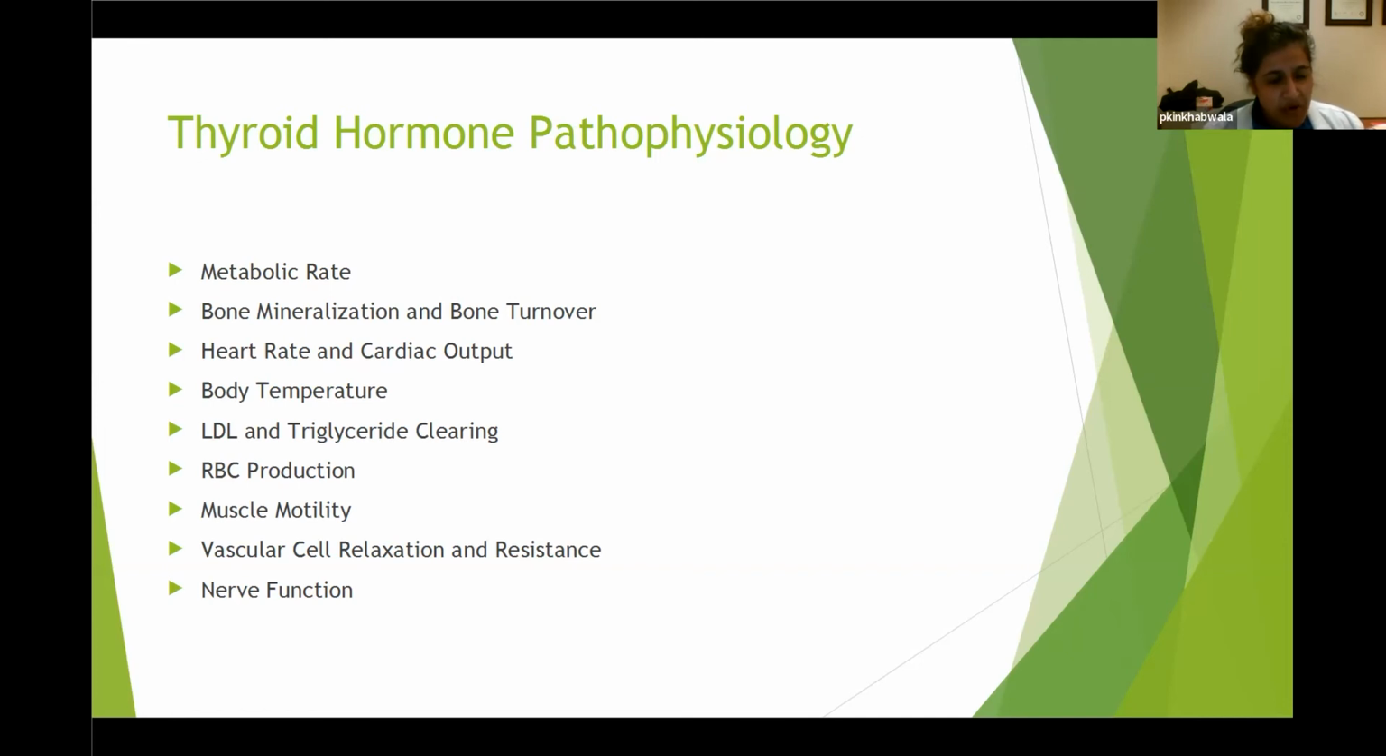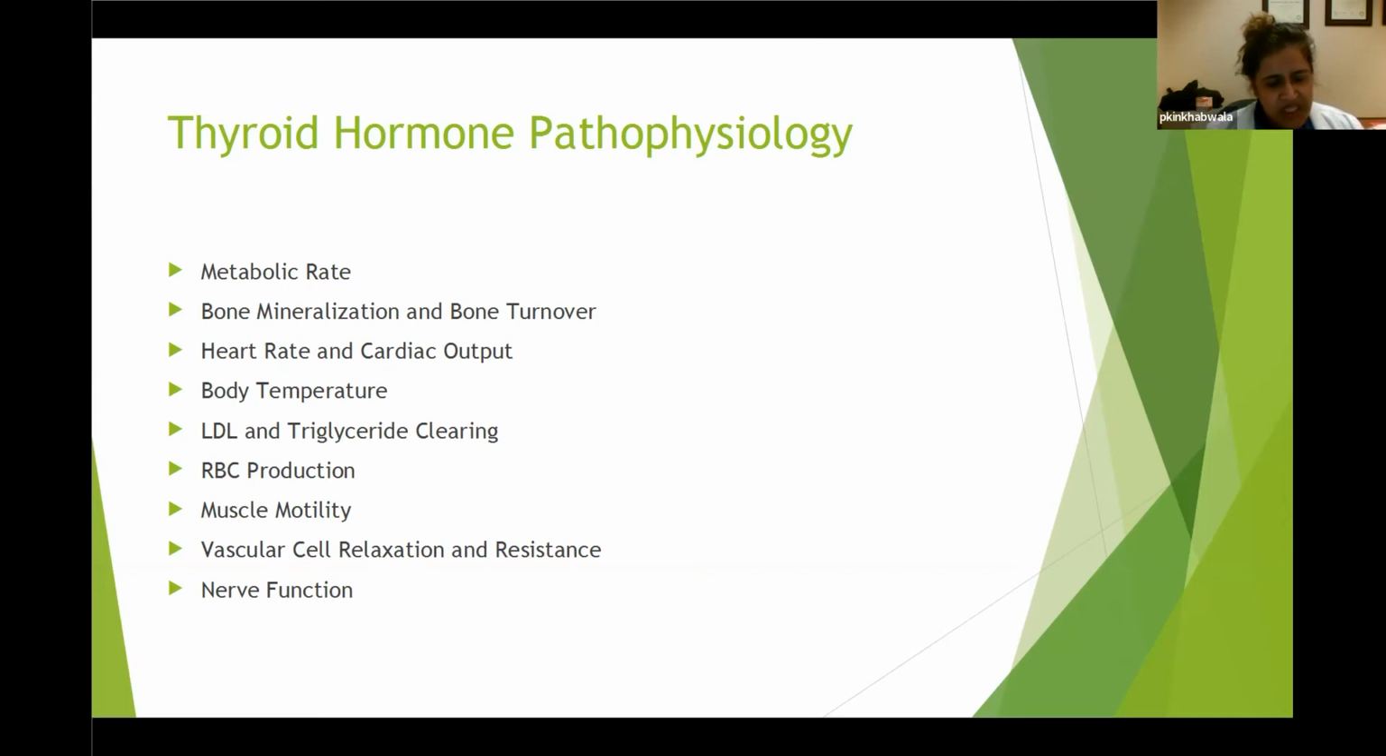The other thing that thyroid hormone is responsible for helping with and producing is red blood cell production. And so you will see a decrease in red blood cell production and associated anemias with hypothyroidism, and an increase in red blood cell production, and may even cause polycythemia within severe hyperthyroidism as well.